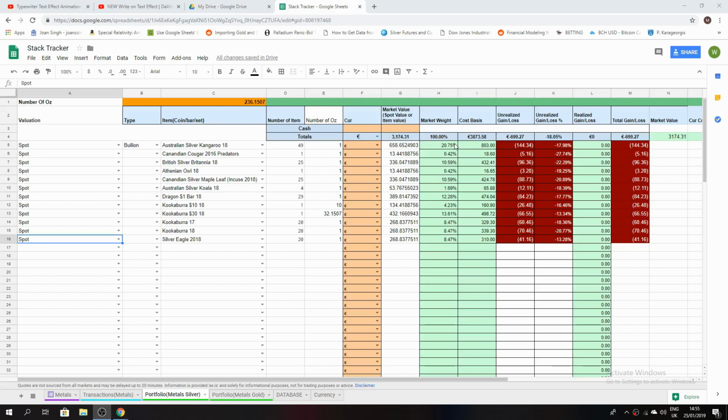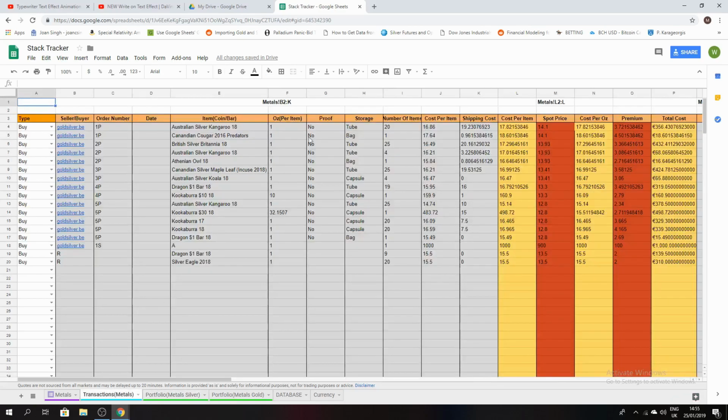So on to cost basis. This is how much it actually cost you to get in to take that position. When I say take that position, I mean when you purchased these 49 Australian kangaroos 2018 version, this is how much it cost you to get them. That includes shipping and whatever taxes you've put into the transaction. So it's the cost per item on the website plus shipping, and that's how it works it out.